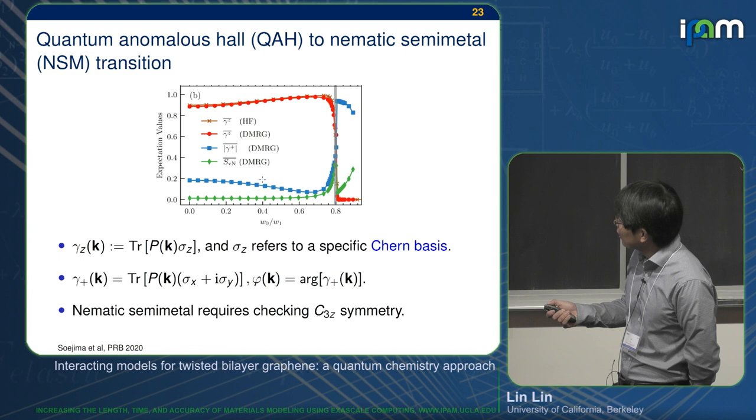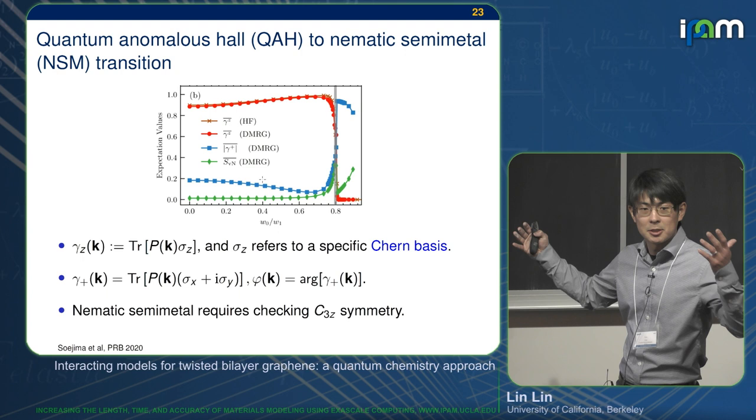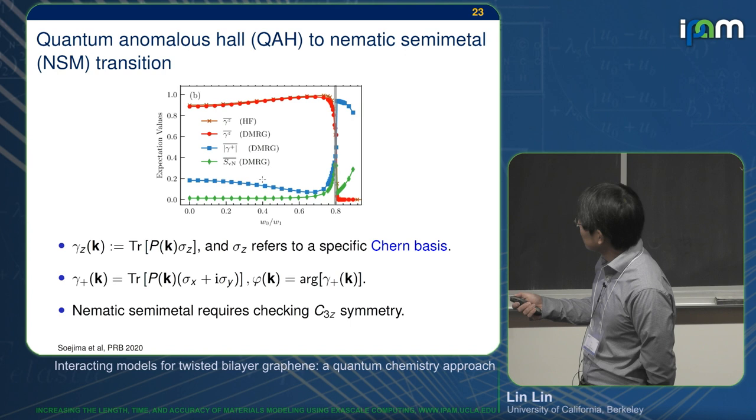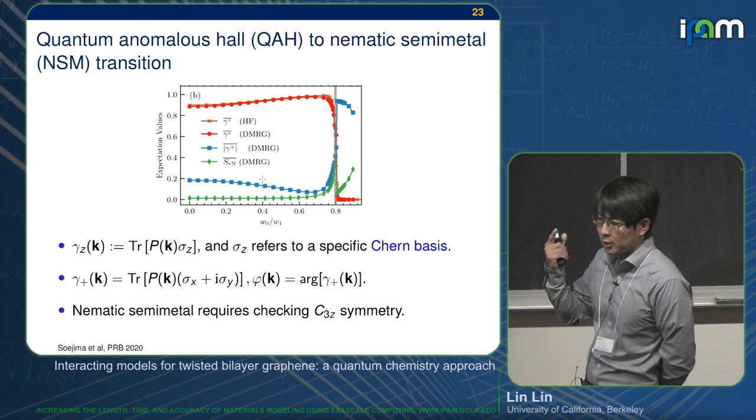Then the C2zT symmetry is broken, which they call a quantum anomalous Hall phase, but you should really take these two words to be synonymous. QAH literally means C2zT is broken. And then after a certain point, around 0.8, which is roughly the experimental value, there's symmetry breaking. This thing plunges to zero, and meanwhile the C3z starts to be broken and gets into the semi-metal phase.